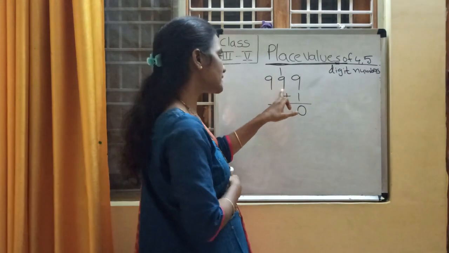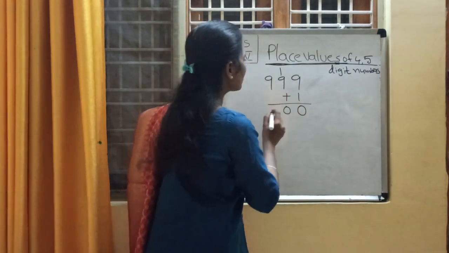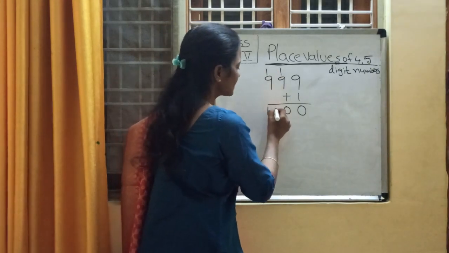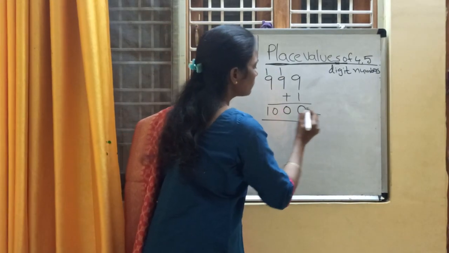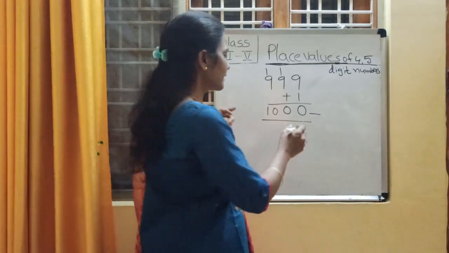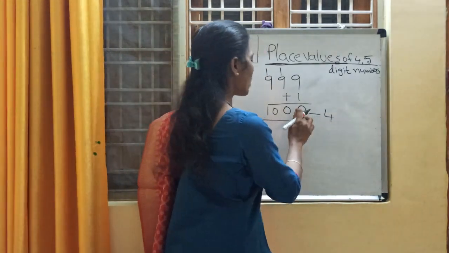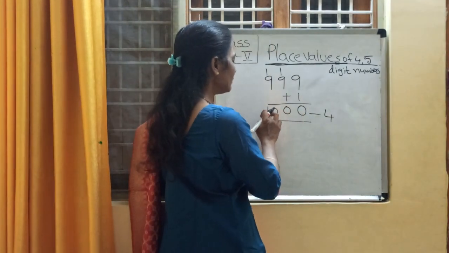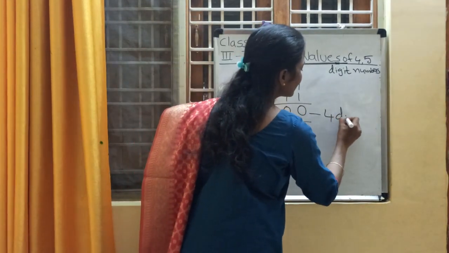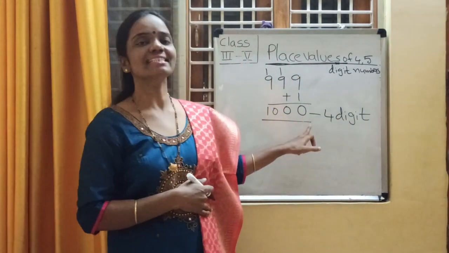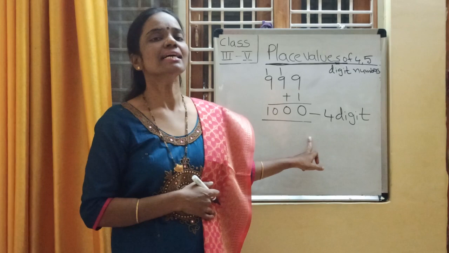And 1 plus 9 is 10. 0 is written in the 10's place, and the carry over is forwarded to the next place. 1 plus 9 is 10. Now, what is this number? It is 1000. And count children, how many digits are there? 1, 2, 3, 4. So 1000 is a 4-digit number.